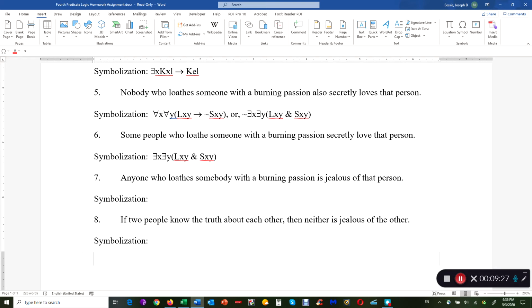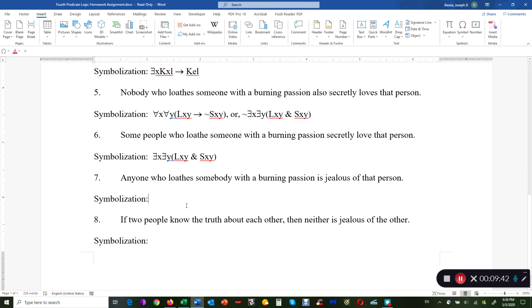Or looking at it conversely, if you started with number 6, there's someone who loathes someone with a burning passion but secretly loves that person. Then how do you say number 5? You'd say, well, just put a negation in front of it. And that's how you would say it.